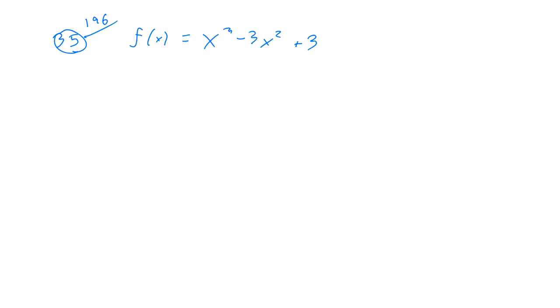So first of all, let's find the critical numbers. To do that, we're going to take the derivative and set it equal to 0. So the first derivative is 3x squared minus 6x, and that's it. So let's set that equal to 0 and solve for x. I can factor out a 3x.